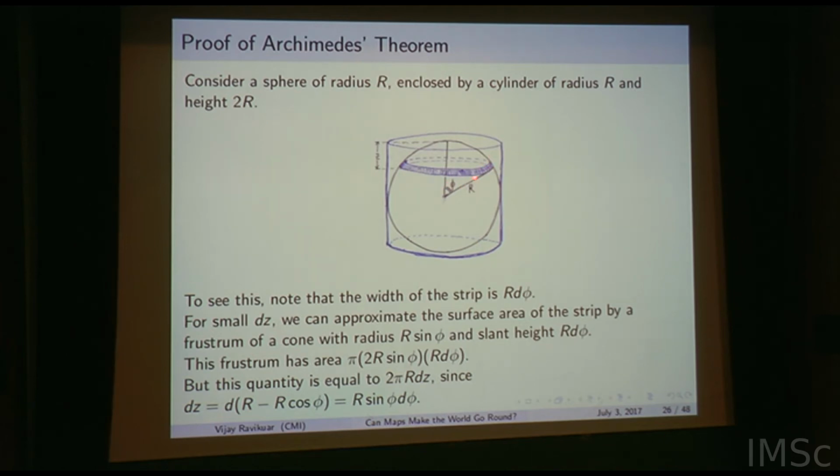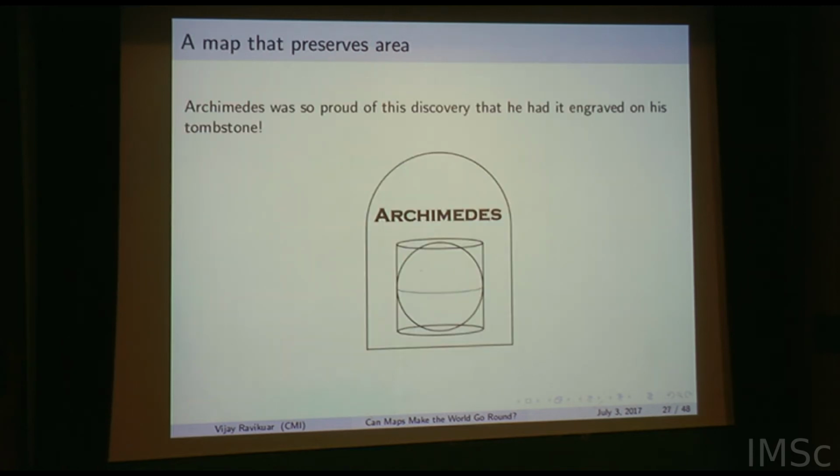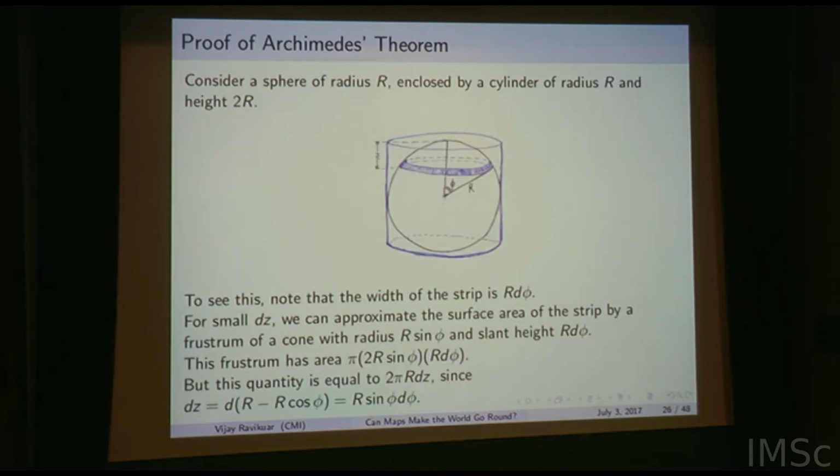So that frustum, if you remember from your high school math, has area pi times 2r sine phi times the slant height r d phi. But this quantity is actually just 2 pi r dz, since z, we're measuring it from the top down, so z is equal to r minus r cosine phi. When we differentiate that, we get r sine phi d phi. You can think more about this proof later, but that's a very quick overview of why this is true.